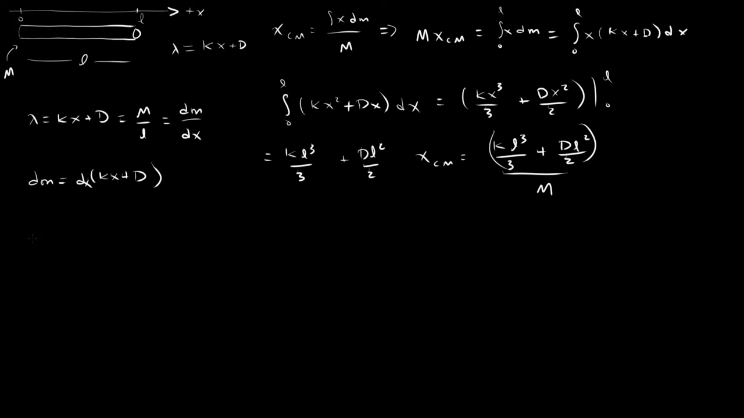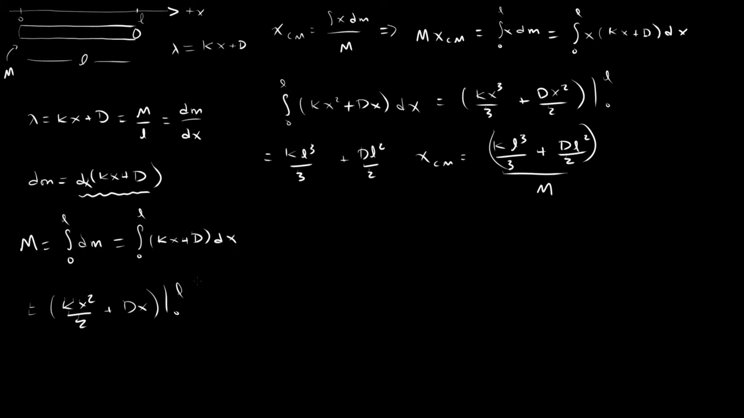So we're going to find the total mass in terms of k and L. So we know that the total mass is equal to the integral from 0 to L of dm. Now we know that dm is also equal to dx times kx plus d, so we're going to set that equal to the integral from 0 to L of kx plus d times dx. And if we evaluate this integral, that turns into kx squared divided by 2 plus dx, evaluated from 0 to L, and that turns into kL squared divided by 2 plus dL.